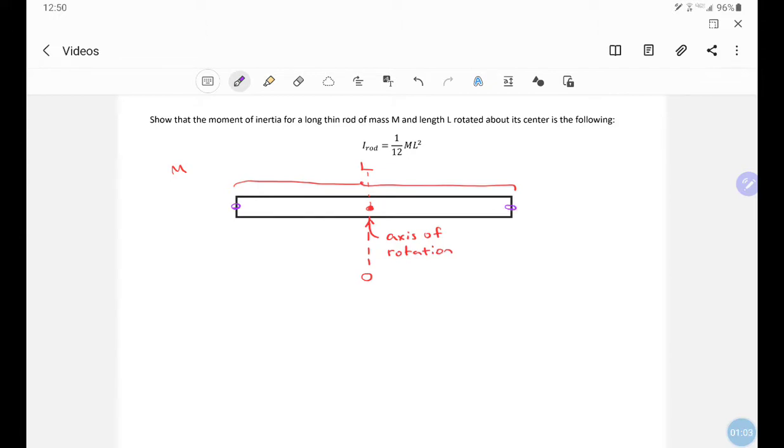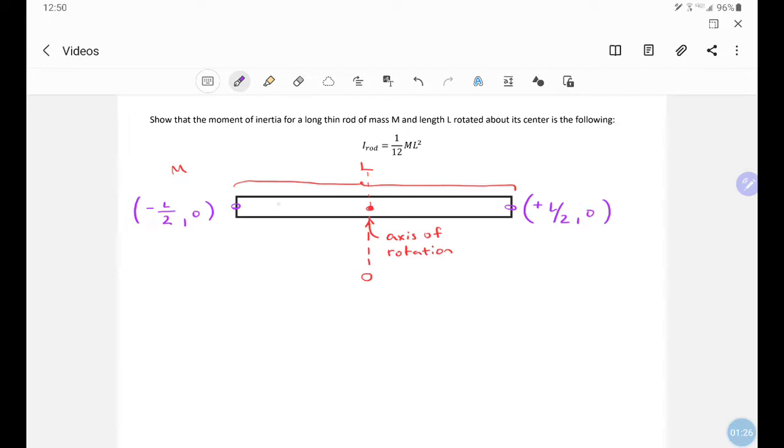Now, that establishes a point here and a point here for us. If the total length of the rod is L and the center where the axis is considered to be 0, then this point here on the left end of the rod is going to be minus L over 2, 0. And the right end of the rod would be plus L over 2, 0.